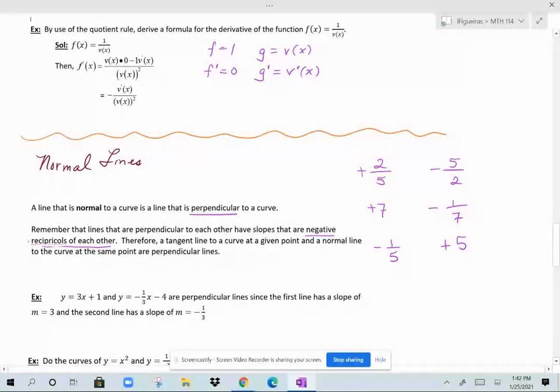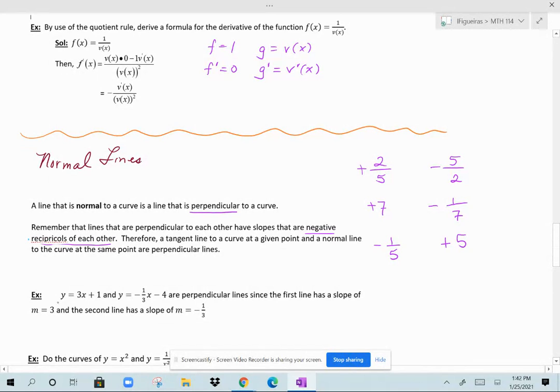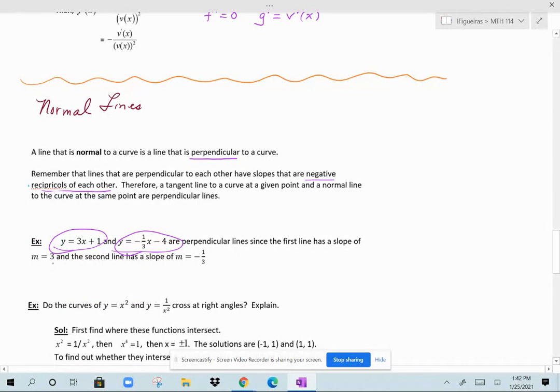Okay, so for example, if I have one line that is y equals 3x plus 1 and the other one that is y equal to negative 1/3 x minus 4, we would consider these lines to be perpendicular, and in fact they would intersect at a 90-degree angle if you were to graph them, because the first one has a slope of 3, the second one has a slope of negative 1/3. 3 and negative 1/3 are negative reciprocals of each other.